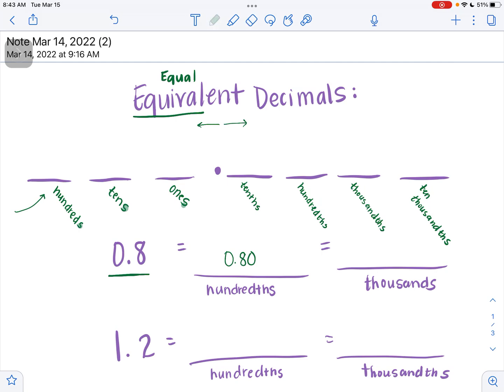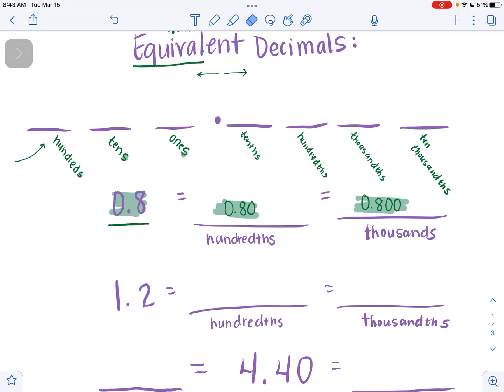So let's think about thousandths now. If I want to stay at 8 tenths, I've got to add another 0 into my thousandths. So I've got 0 and 800 thousandths. So if I'm going to read these, I'm going to say 8 tenths is equal to 80 hundredths, which is equal to 800 thousandths.